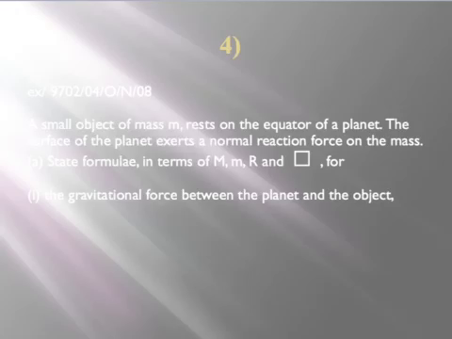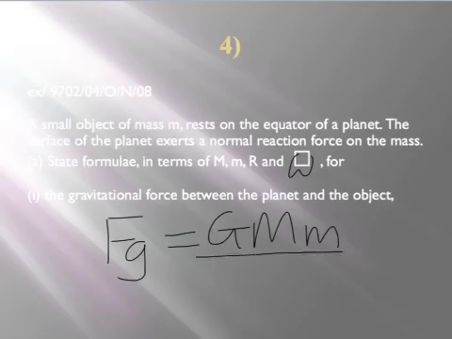Question 4. This is from November 2008, paper 4. A small object of mass, small m, rests on the equator of a planet. The surface of the planet exerts a normal reaction force on the mass. A. State formulae in terms of big M, small m, big R, and omega. Part 1, the gravitational force between the planet and the object. Now, of course, that's straightforward, it's just Fg as you know it. Except they want us to use a big R here. Squared. Easy.